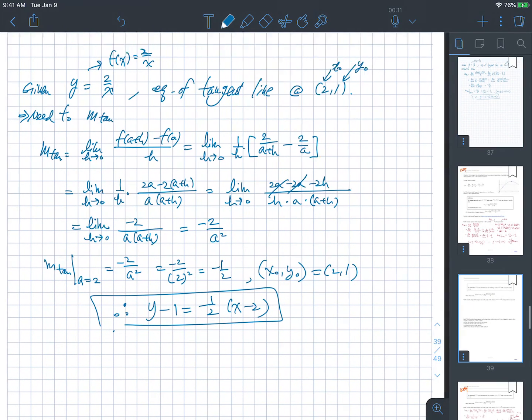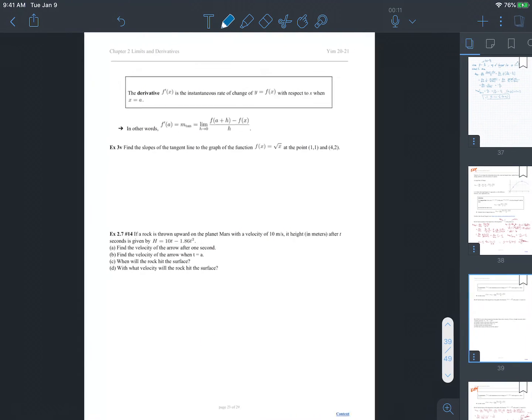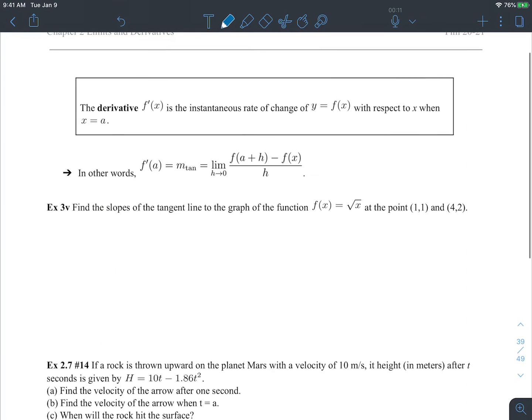So let's move on to this right here. The derivative, f prime of x, I'm sorry. This right here is pronounced prime, this little apostrophe right here. It is the instantaneous rate of change of y equal to f of x with respect to x when x is a.